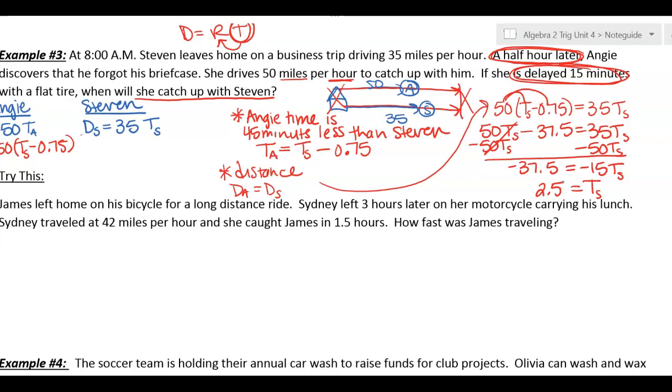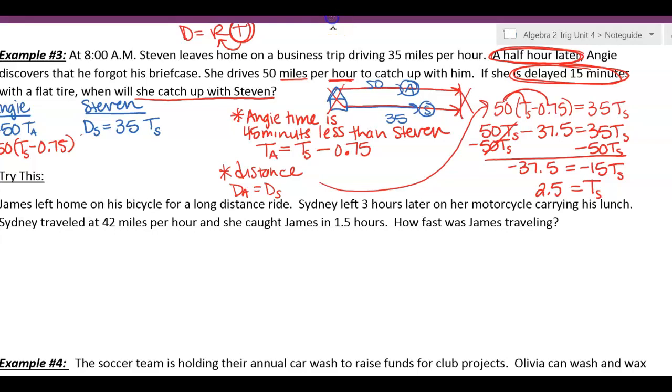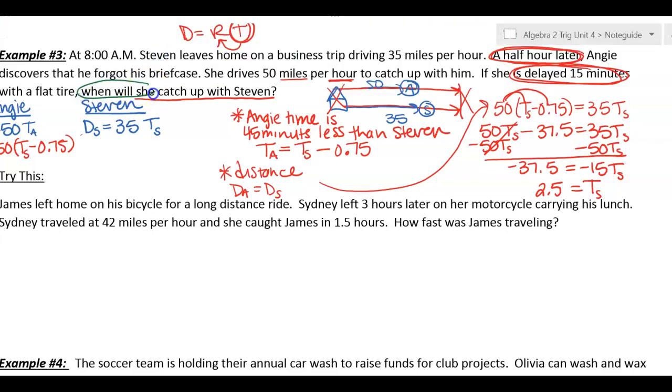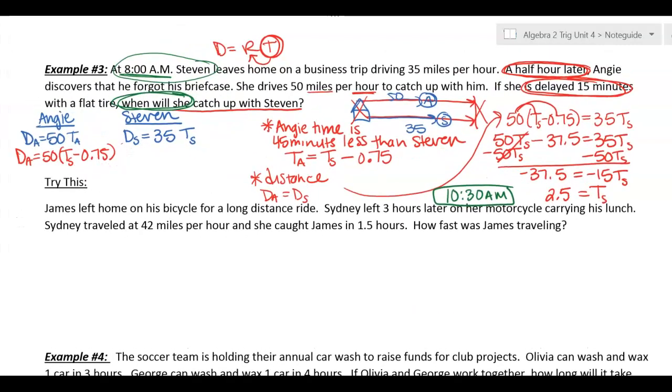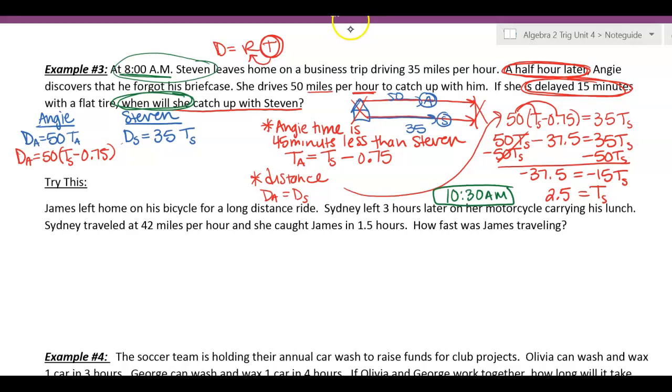I'm going to go back and see what the question asked, okay? So the question asked, when will she catch up with Steven? Since they gave me a time in this problem, I'm going to use time because they both left at different times, so it's confusing to say like after 2.5 hours. So Steven's been gone for 2.5 hours, and here it says he left at 8. So that would mean 2.5 hours later would be at 10:30 a.m. You could also say 2.5 hours after Steven had left, or you could give it in Angie's time. You just would have to make sure that you're identifying whose time that you're giving information about.